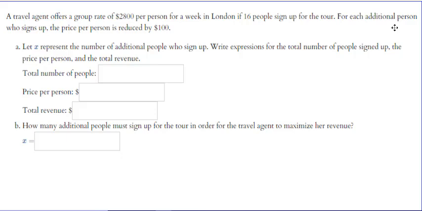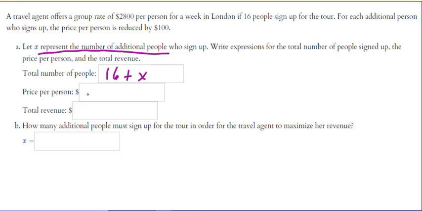So let X represent the number of additional people who sign up. Write an expression for the total number of people signed up, the price per person, and total revenue. All right, so this is kind of like the room problem, okay? So the total number of people, we have 16 people, plus X would be additional people who signed up, right? If nobody signed up, 16 people would go, because 16 plus 0 is 16, right?